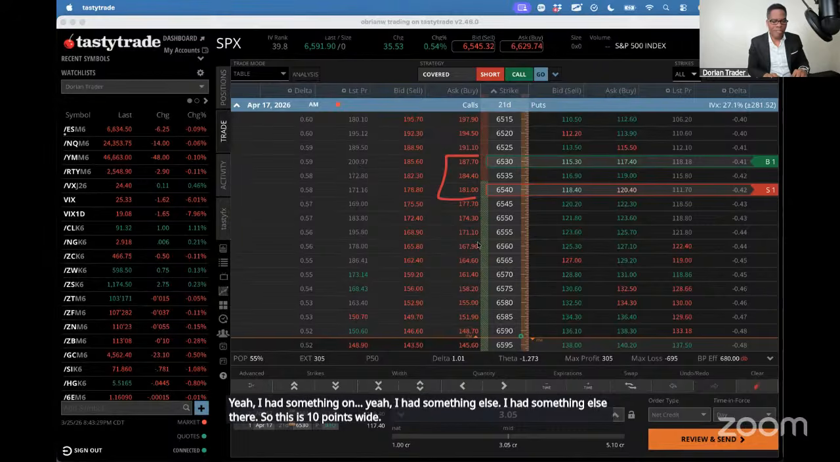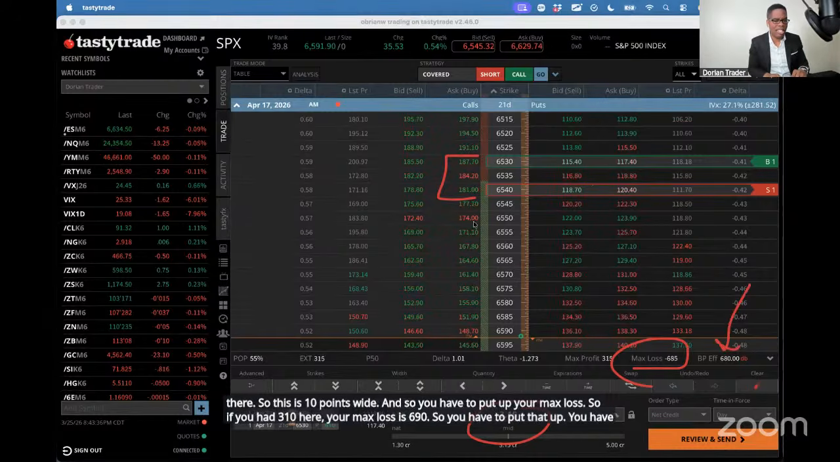And so you have to put up your max loss. So if you had 310 here, your max loss is 690. So you have to put that up as your max loss. That's always going to be the case.